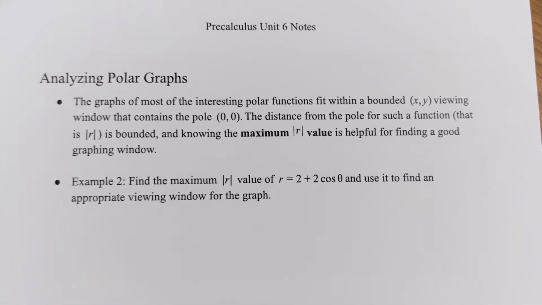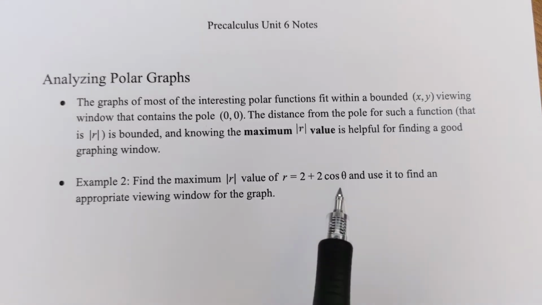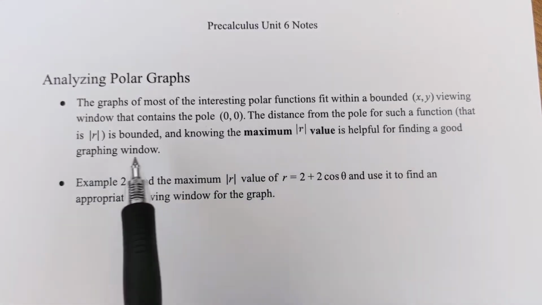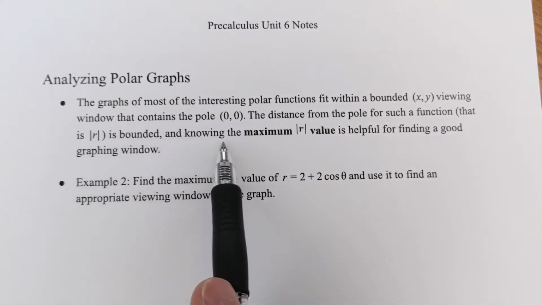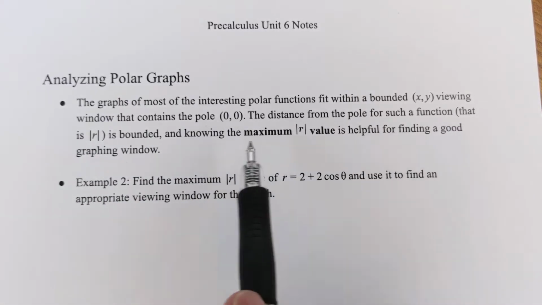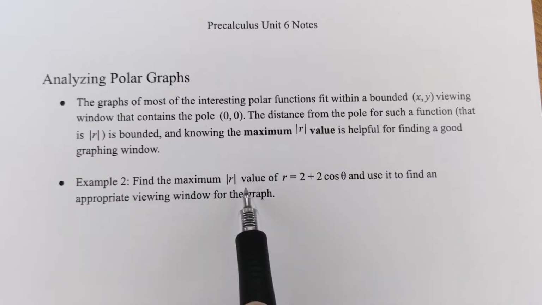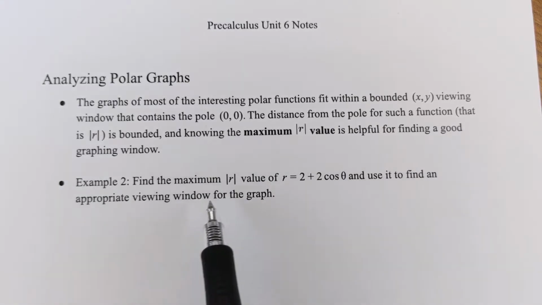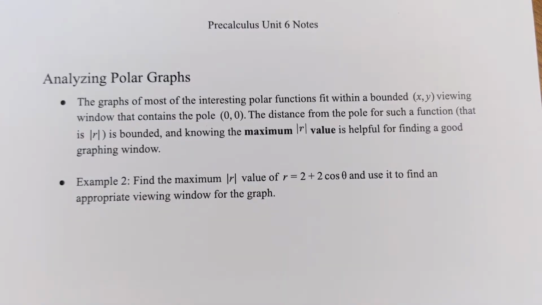Okay, so analyzing polar graphs. The graphs of the most interesting polar functions fit within a bounded viewing window that contains the pole. The distance from the pole for such a function, that is the absolute value of r, is bounded. A known maximum value is helpful in finding a good graphing window. So find the maximum value of r equals 2 plus 2 cos theta, and use it to find an appropriate viewing window.